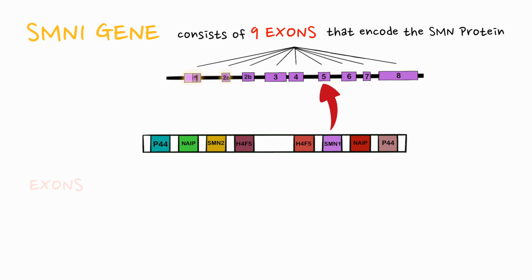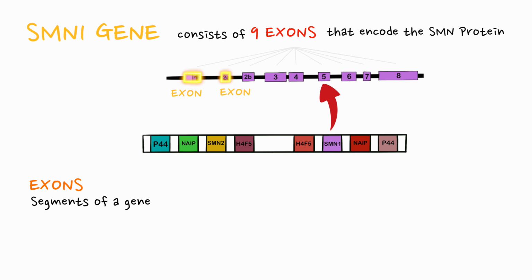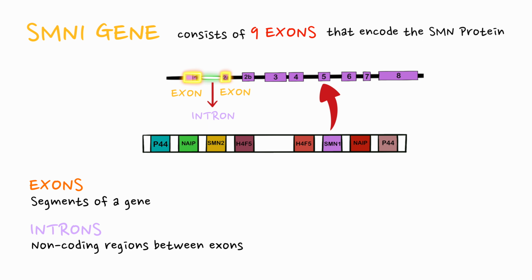Please remember that exons are segments of a gene that contain the necessary genetic information to produce a protein, and they are connected together through RNA splicing to generate the final mRNA transcript that will be translated into a functional protein. Also, introns are non-coding regions between exons, and during gene expression, introns are removed and exons are joined to form functional mRNA for protein synthesis.